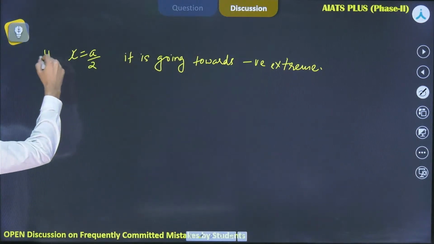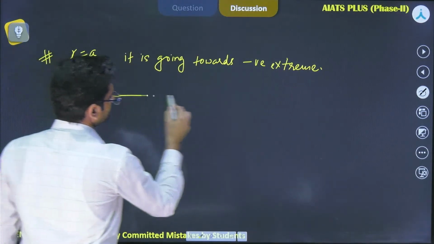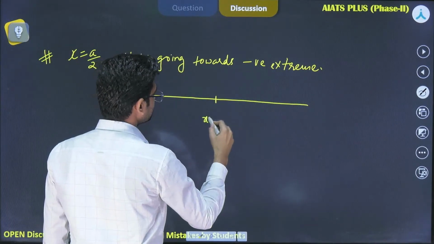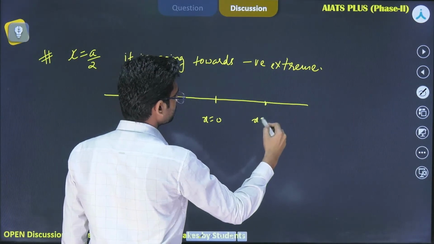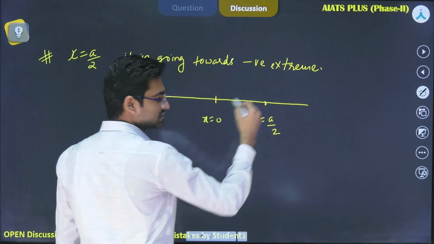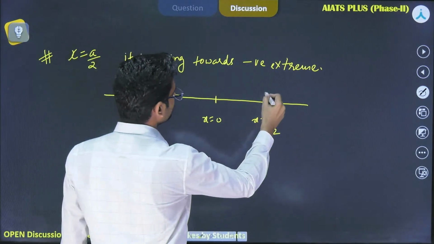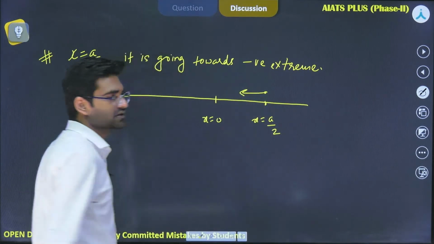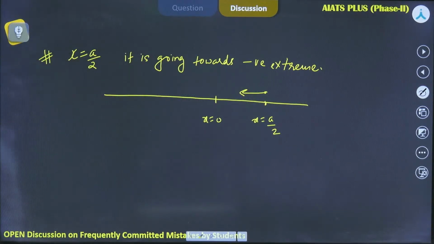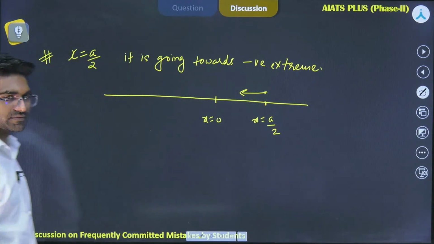Okay, this is a new condition. The particle is at x is equal to a by 2, where x is equal to 0 is the mean position, but it is going towards the negative extreme. Now, what would be the answer? How can we find it?